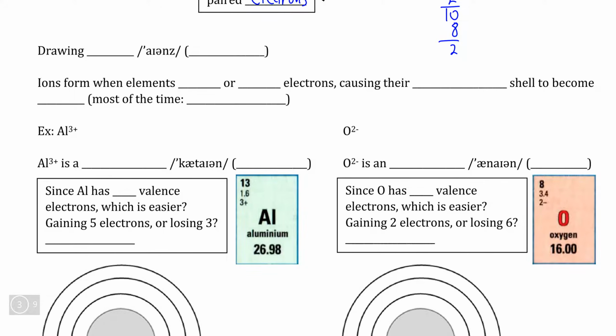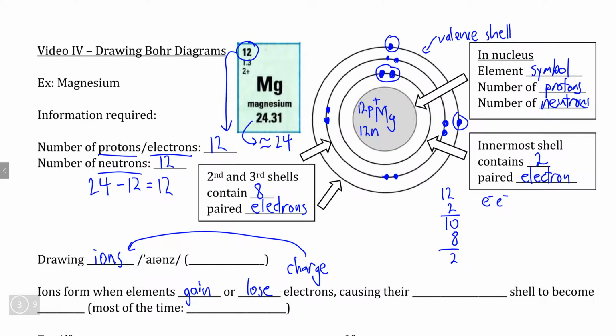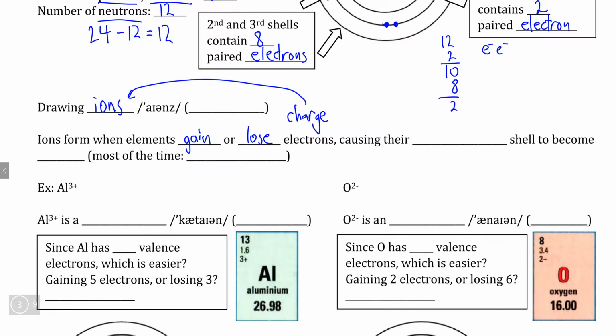However, we still need to talk about something that we call ions. So an ion is what happens when elements either gain or lose electrons, which means that these elements are now going to have charge. In fact, that's the definition of an ion. An ion is simply an atom that has charge.